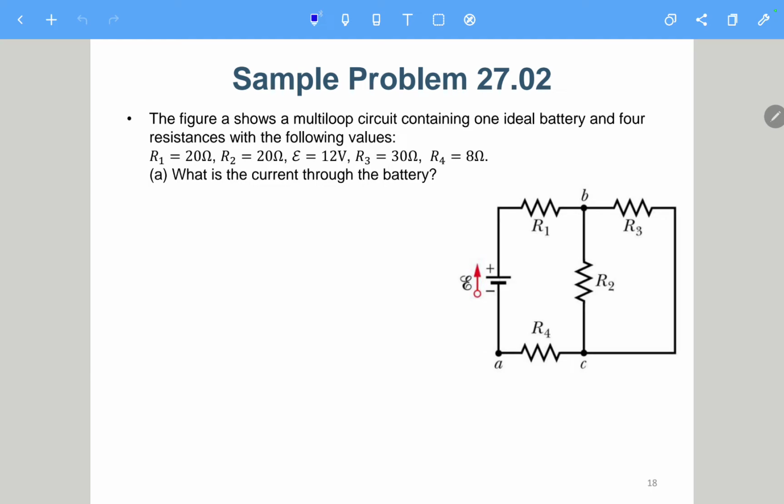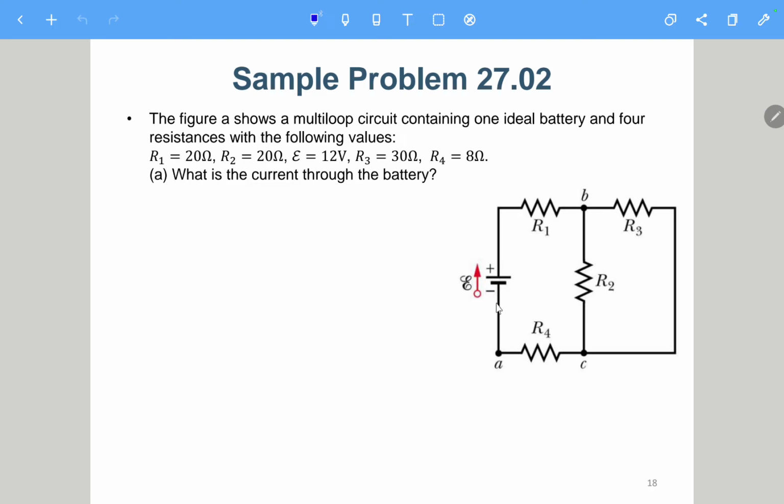Okay, so here we have another sample problem. Figure A shows a multi-loop circuit containing 1 ideal battery and 4 resistances. So here you can see this is the battery, and then we can see 4 resistors, from R1 to R4.